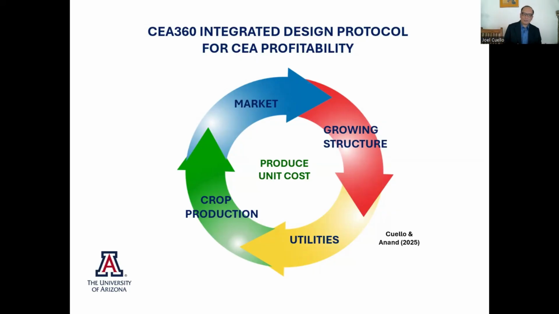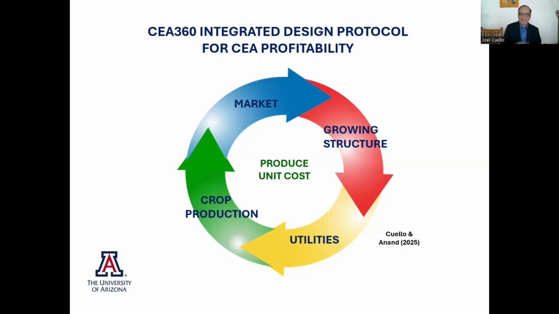Then we go into the crop production, and that is really optimizing the crop production regime so that you really are able to optimize your crop productivity on the one hand, but also the crop quality on the other hand. And so we're talking about what light intensity, what's the photo period, what is the light quality, the nutrient recipes, and so on and so forth. Then we go back to the market to deliver what is demanded by the market.